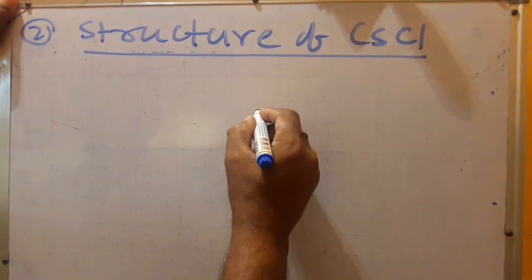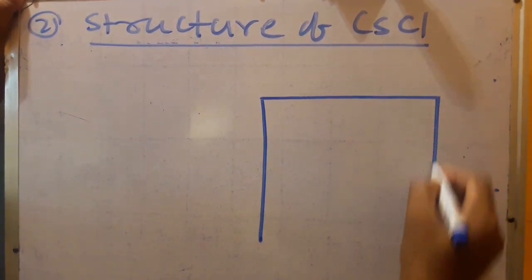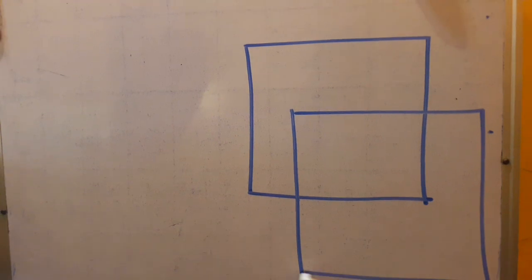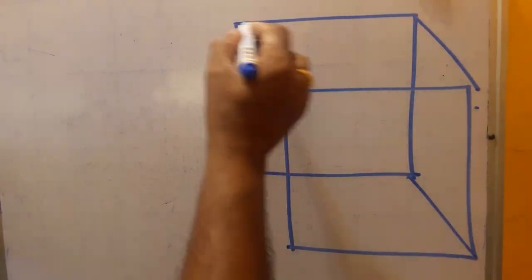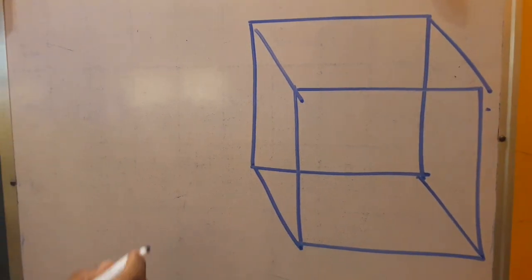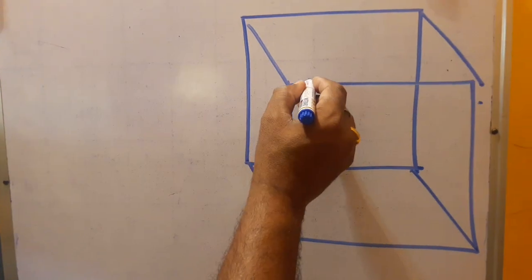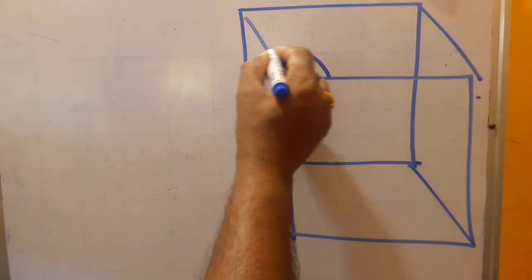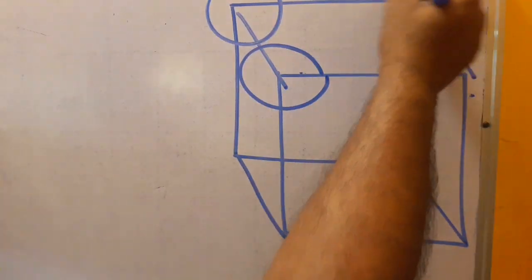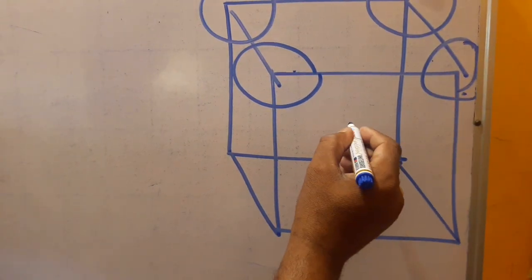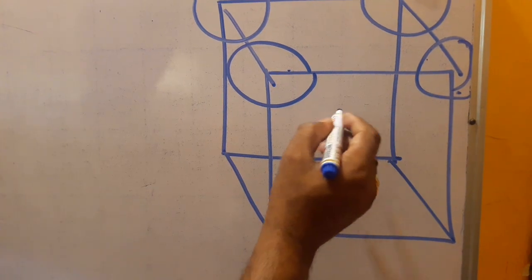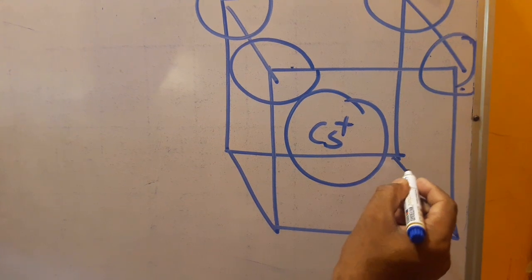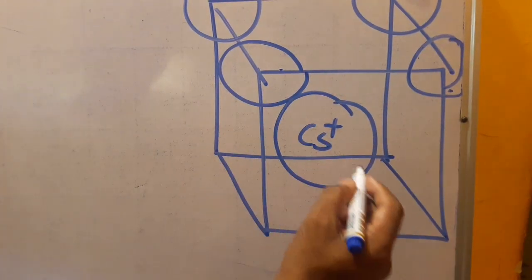Now, structure of cesium chloride. For that purpose, let us draw a cubic unit cell. In this case, the Cl minus ions occupy the corners only. These are the Cl minus ions, and the cesium ion, Cs plus, occupies the body of the cube.